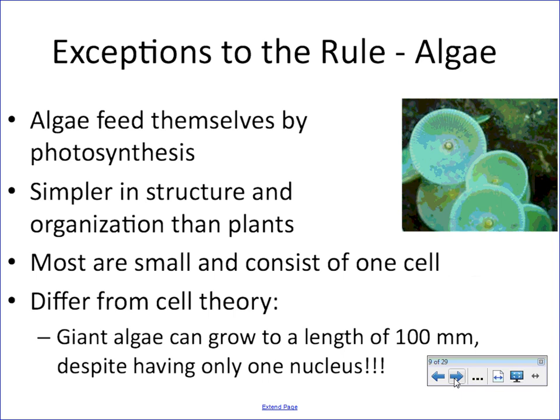Another exception to the rule are algae. Algae feed themselves by photosynthesis. They are simpler in structure and organization than plants, and most are small and consist of one cell. Where some of them can differ from cell theory is that you can get giant algae that can grow to a length of 100 millimeters. And despite this size, they only have one nucleus. So they have this really big cell with this one nucleus in there.